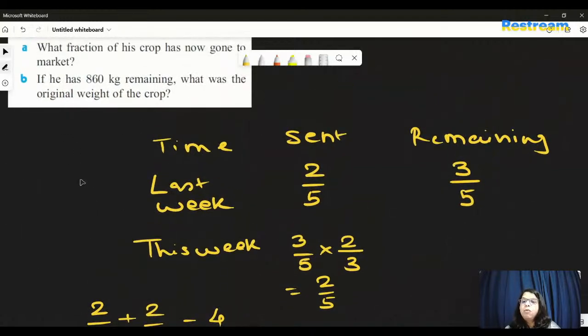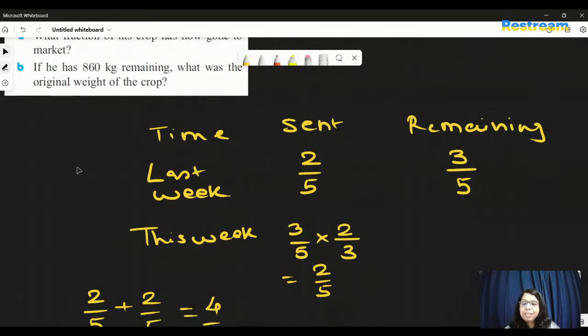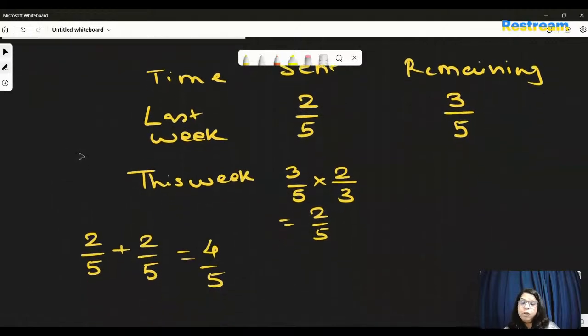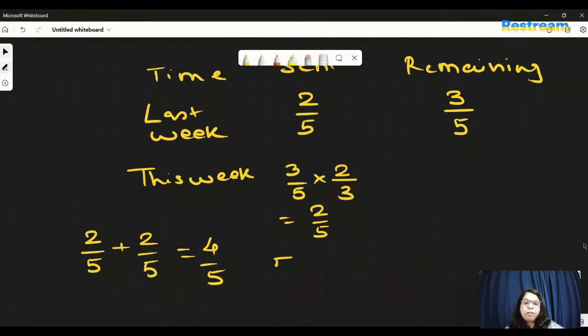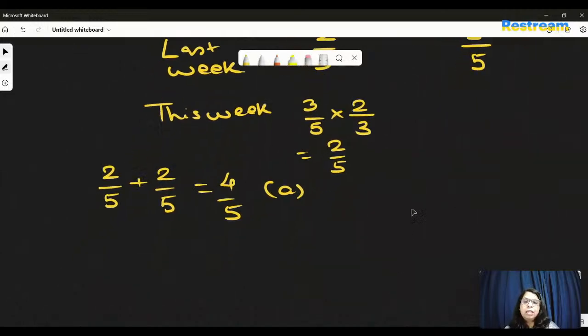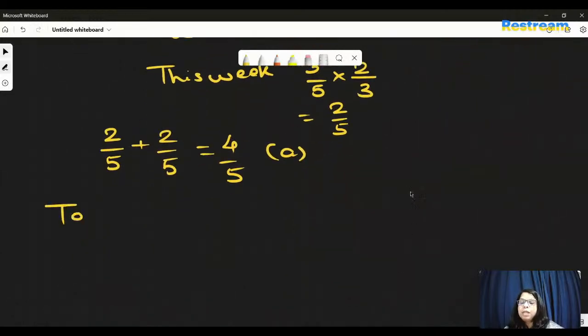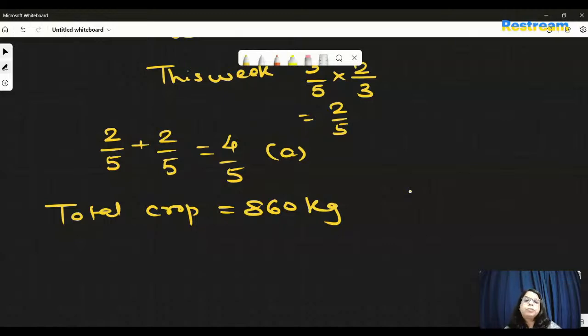Okay. What if he has 860 kg remaining? What was the original weight of the crop? So basically, your 5/5, this is your answer for A. Now they are saying that he has 860, total crop is 860 kgs. So he has, so your 5/5 crops corresponds to 860.